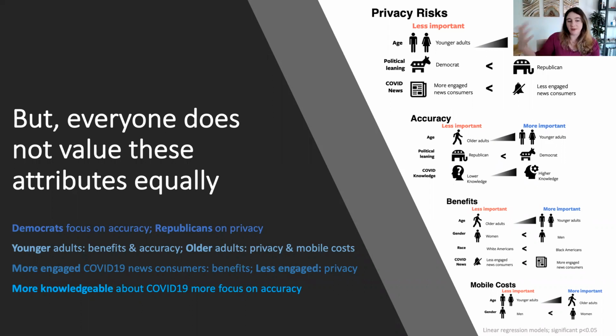So if we look kind of beyond the average case, we see some differences based on political leaning, with Democrats focused more on accuracy, Republicans more on privacy. Republicans in general in the US have trended toward being more privacy focused, so this is not super surprising. We see differences among younger and older adults. And finally, we see some differences among those who are more knowledgeable or more engaged with COVID news. So those who are more knowledgeable and more engaged were more focused on things like accuracy and benefits. Those who are less engaged were more focused on privacy.